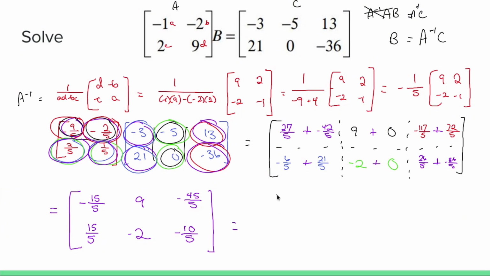So this does clean up pretty nicely. Okay, so B, after all of this, B will end up being negative 3, 9, negative 9, 3, negative 2, negative 2. Okay, matrices, fun.